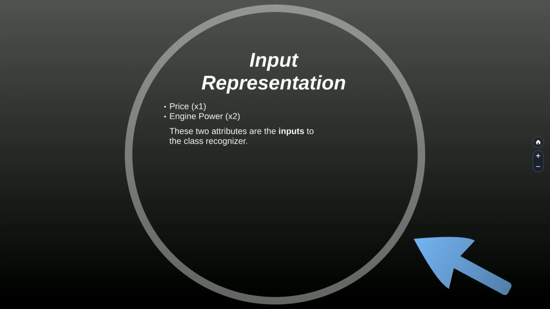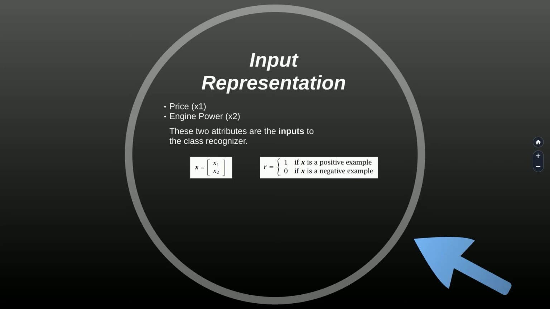Some of those things are going to play a factor. However, we're only going to focus on these two inputs here. So we have x, which is going to be a vector of x1 and x2, where x1 is price and x2 is engine power. So we're going to start using some of that linear algebra notation as we dive into this example.